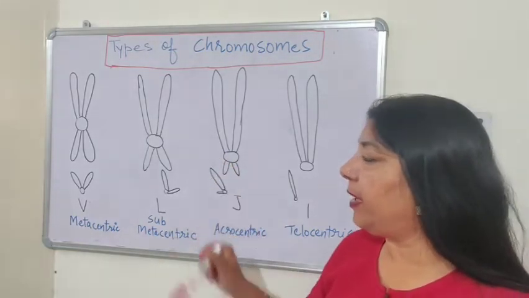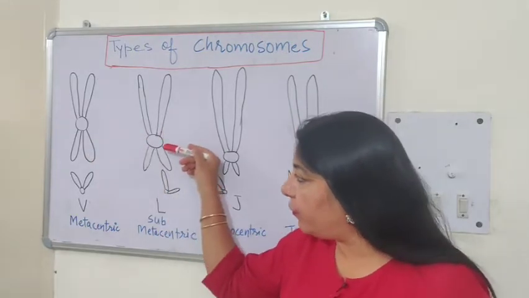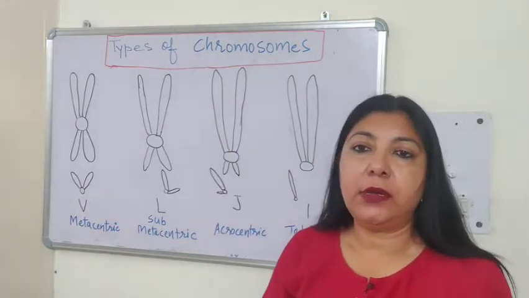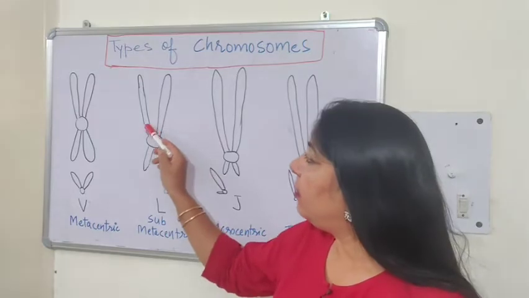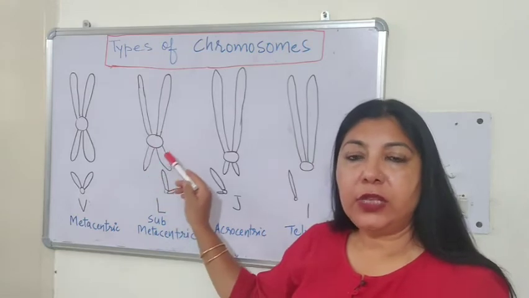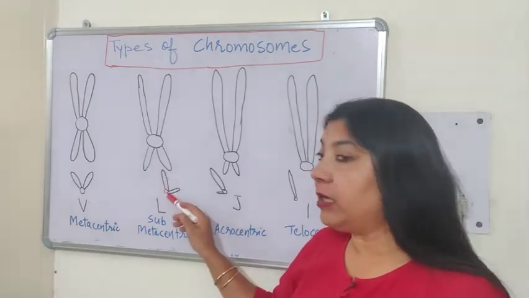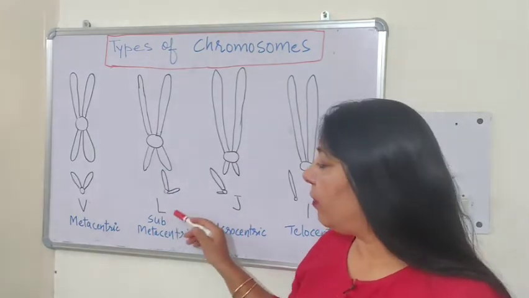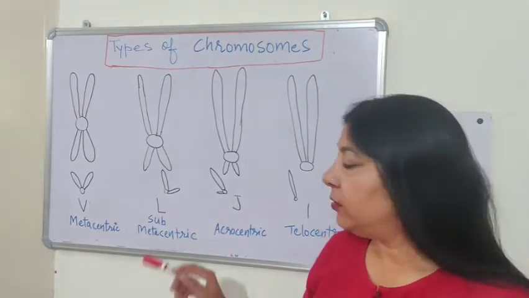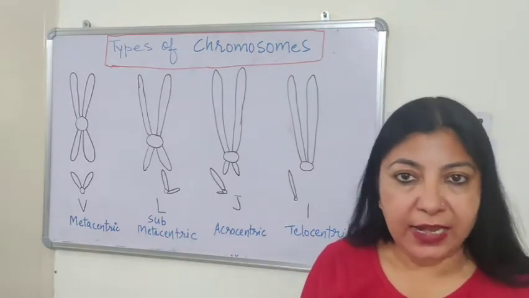Now if you see the submetacentric chromosome, in submetacentric chromosome, the centromere has shifted slightly. As a result, the length of the arms is unequal. You can see this arm is slightly longer than this arm. Okay, so this is called submetacentric. And during anaphase, if you see, it will give this shape. Under the microscope, it looks like a capital L. So, submetacentric chromosomes give an appearance of a capital L.